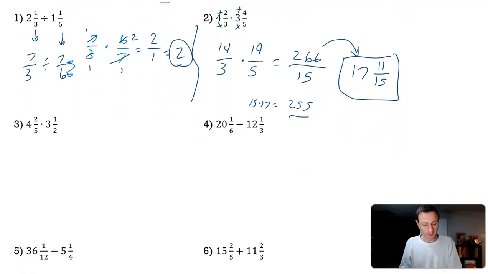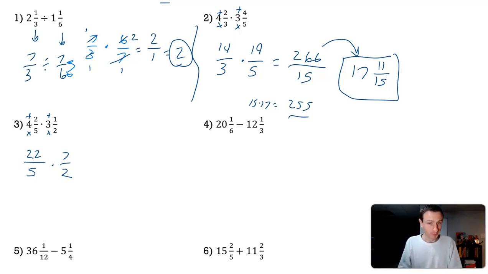Another multiplication one. 4 times 5 is 20. 20 plus 2 is 22. So 22 over 5. Times 3 times 2 is 6. 6 plus 1 is 7. 7 over 2.